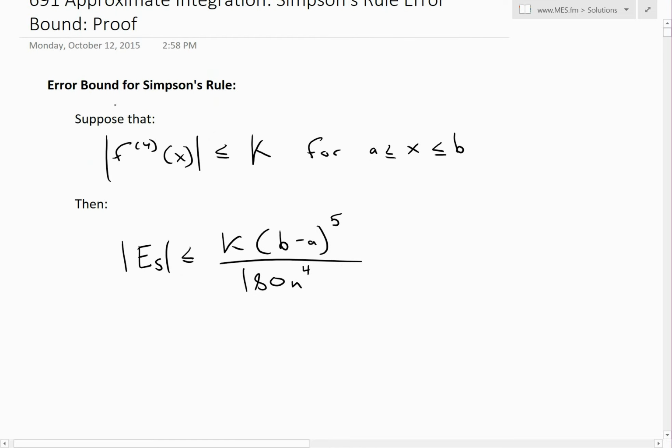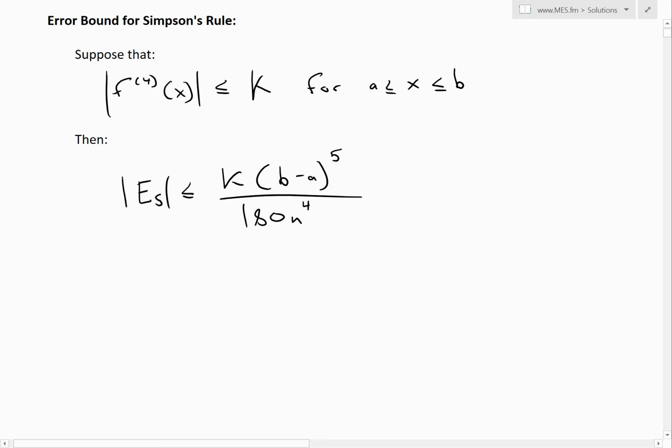So basically the error bound for Simpson's rule is right here. Suppose that the absolute value of the fourth derivative of f(x) is less than or equal to a number k for x greater than or equal to a and less than or equal to b. Then the error when you use Simpson's rule, and I'll go over Simpson's rule again, is that the absolute value of this error is less than or equal to k times (b minus a) to the power of 5, all divided by 180.